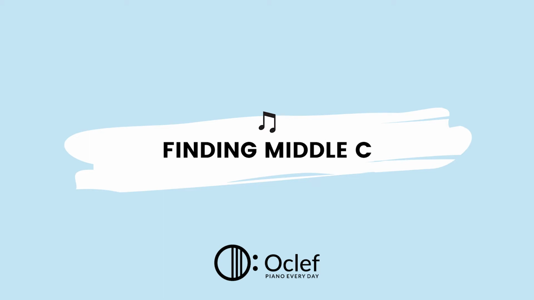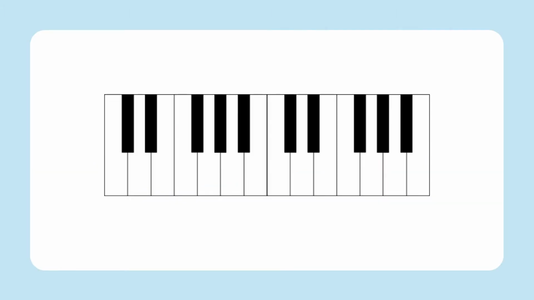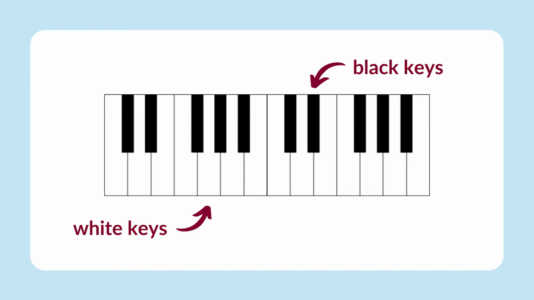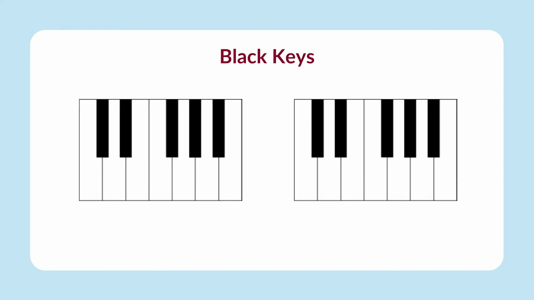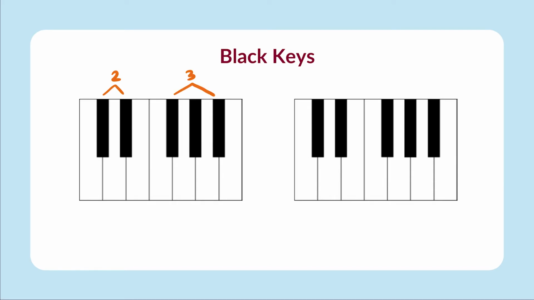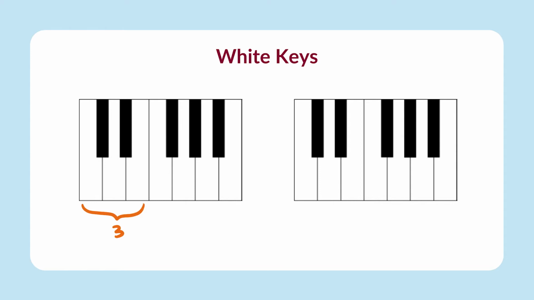In today's lesson, we'll be learning how to find middle C on our piano. All pianos have two types of keys, black keys and white keys. If you look at your piano, you'll see that black keys are arranged in patterns of 2, 3, 2, 3, like this. White keys are arranged in patterns of 3, 4, 3, 4, like this.